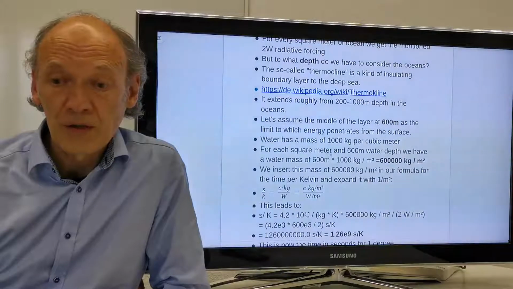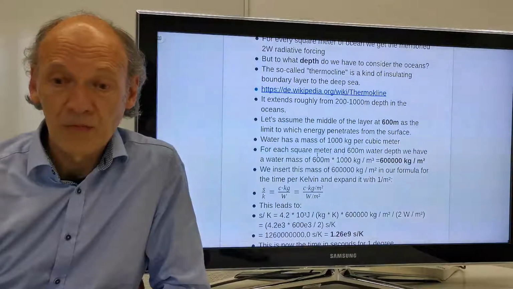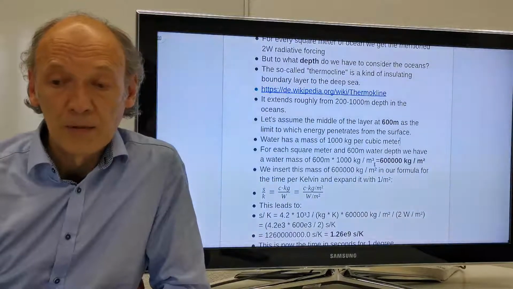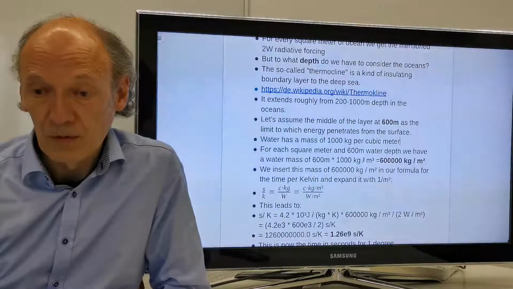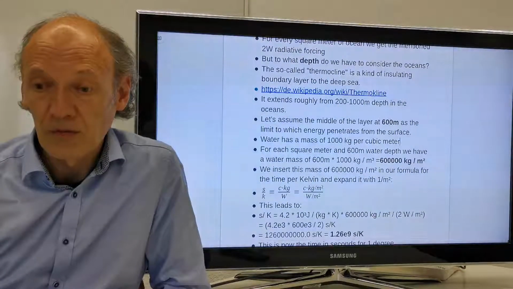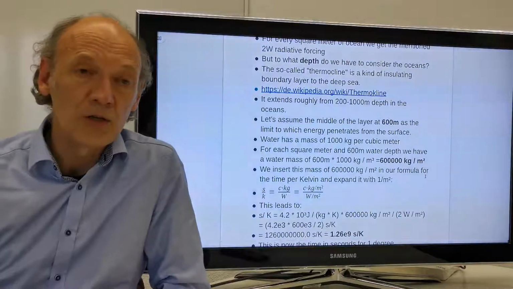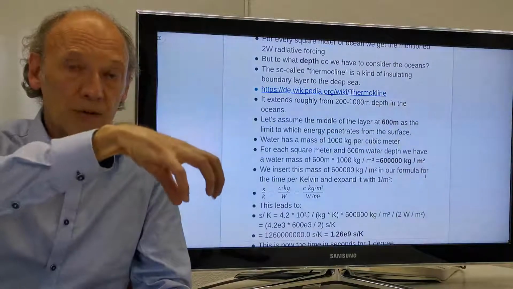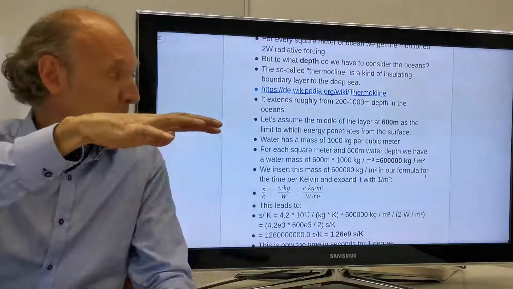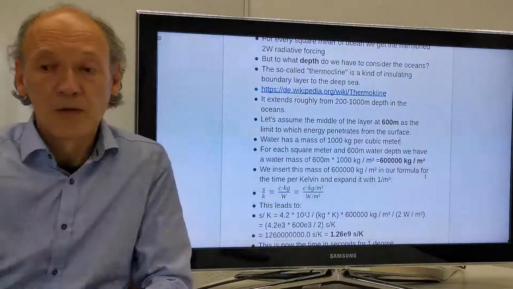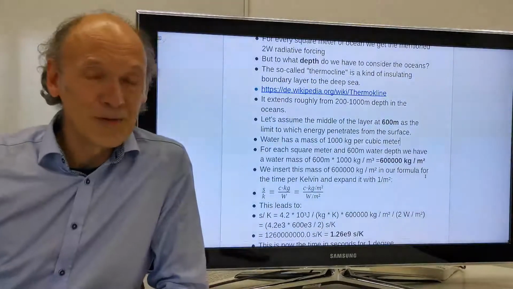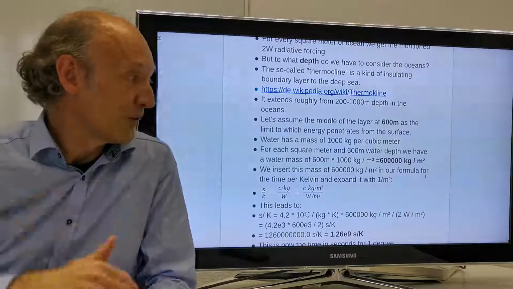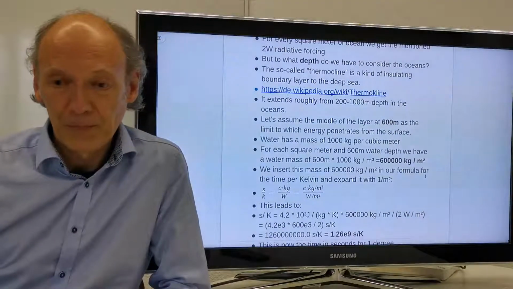And for each square meter and 600 meter water depth, we have a water mass of 600 meter times 1,000 kilogram per cubic meter, and cubic meter cancels, so we have 600,000 kilogram per square meter. So for each square meter we have 600,000 kilogram water below it. So for each square meter we need to warm up these 600,000 kilogram or 600,000 liters. So that's a lot, right? We have basically our bicycle lamp, and then we have those 600 tons that we need to warm up.